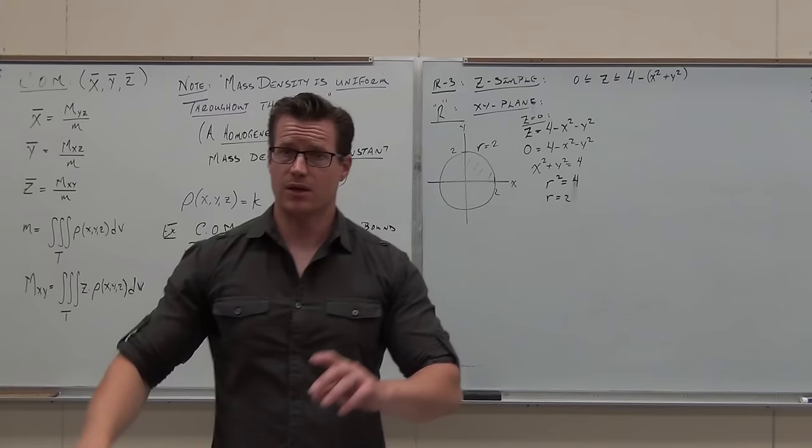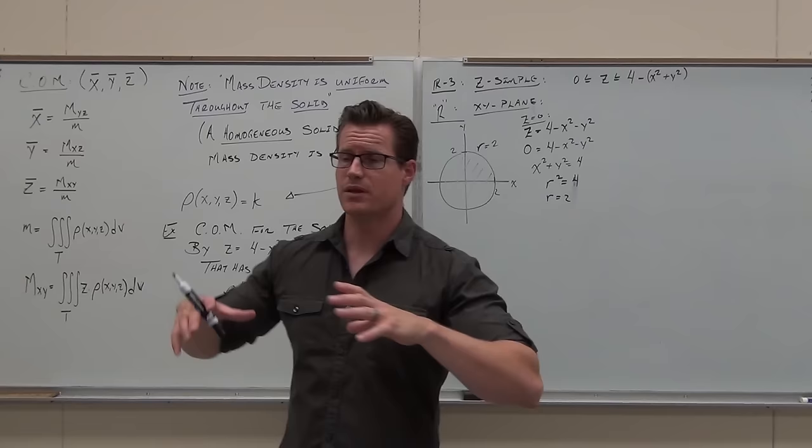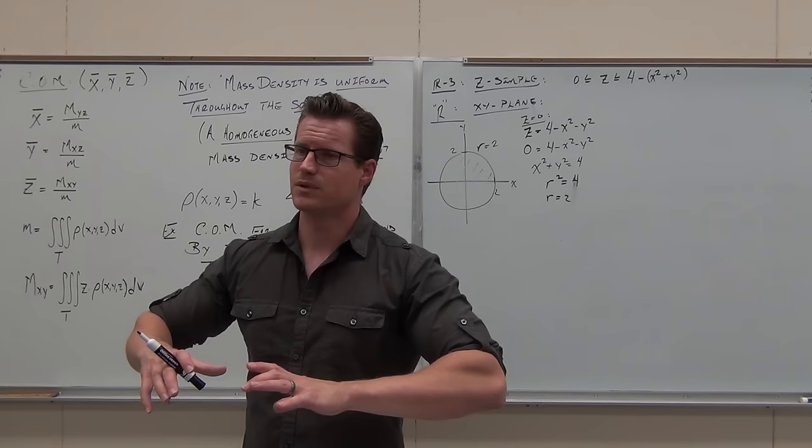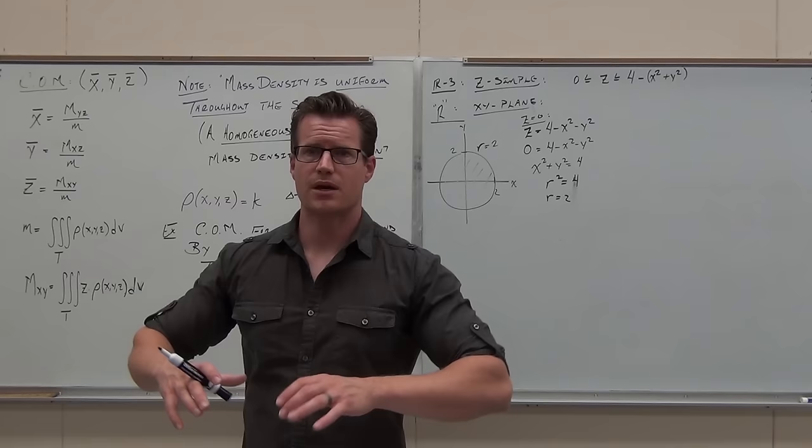Here's what I want you to do right now. Given that we've already covered all this, I've shown you how to find z-simple really nicely, and I've shown you that we have this circular region. What I'd like you to do now is not fall asleep, but set up your triple integral for mass. Can you please do that?